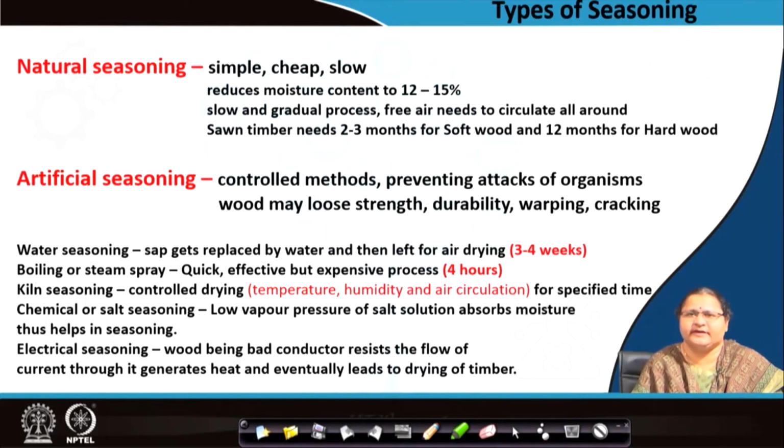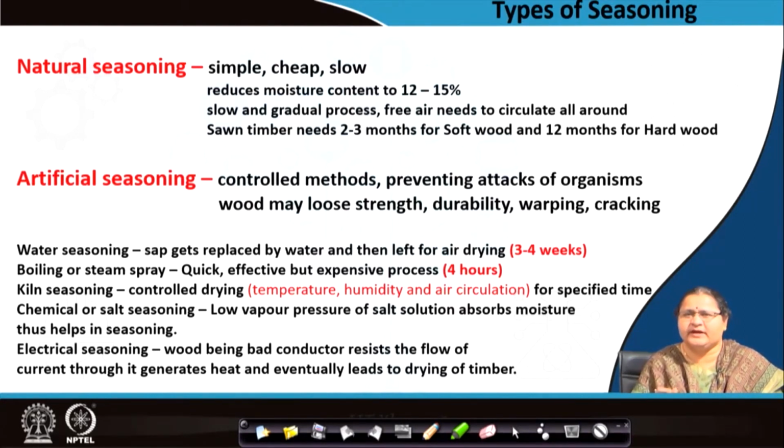This is a controlled method and there are a series of methods which you can see on the slide. It prevents attacks of organisms. See, in the natural process, when it is lying for 10 to 12 months, some kind of organic growths may happen which you cannot solve, because there may be a rainy season in between. But in this artificial seasoning, it is a controlled environment and you are not allowing the organisms to grow.